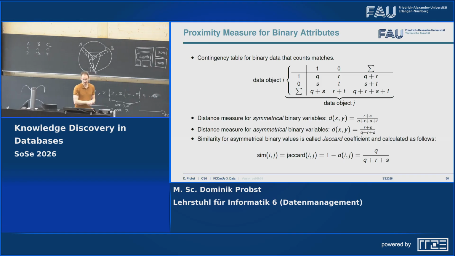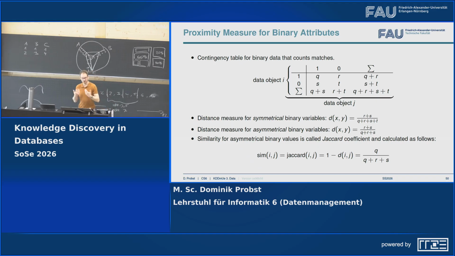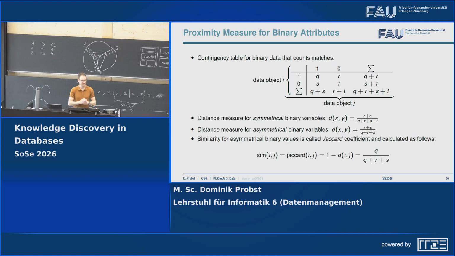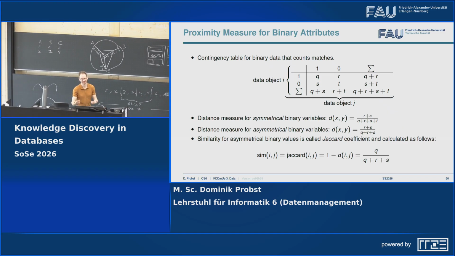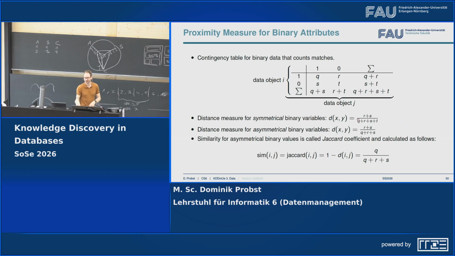For binary attributes, so for example one-hot encoded data as well, we can also use the so-called Jaccard coefficient, which is something to also display proximity. Proximity is, again, too general. Since we are talking about 1 minus distance, we are talking about similarity in this case.